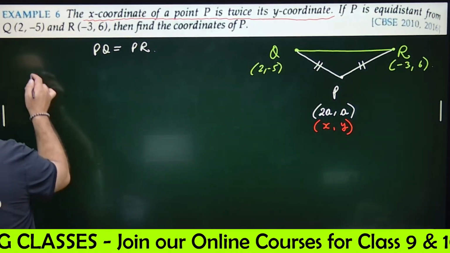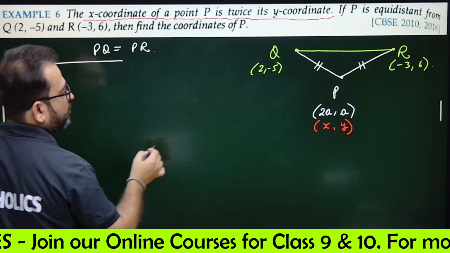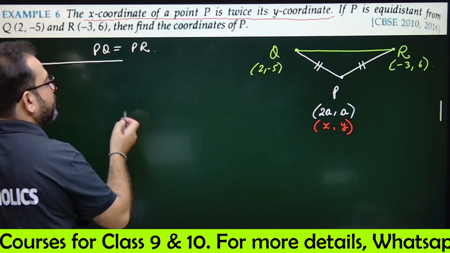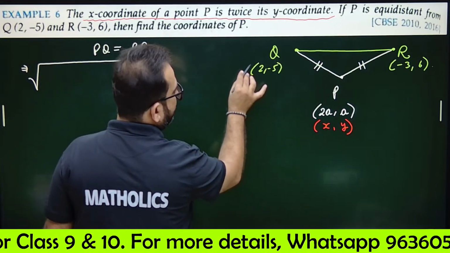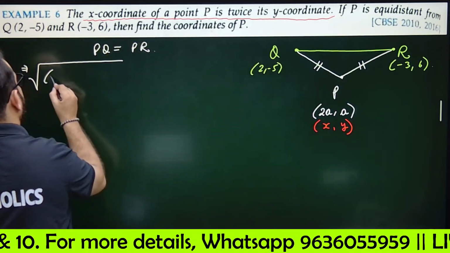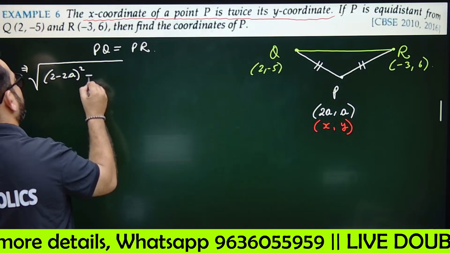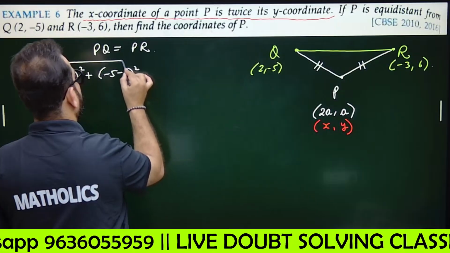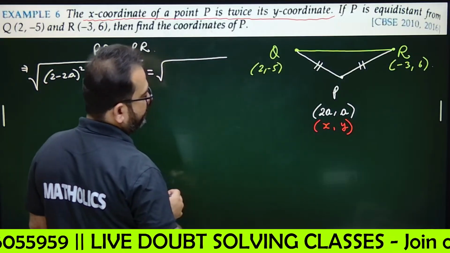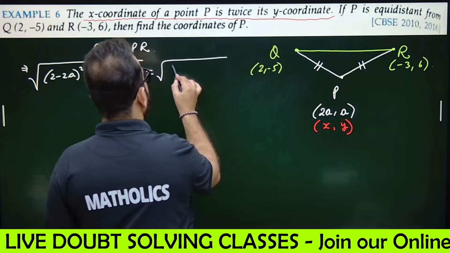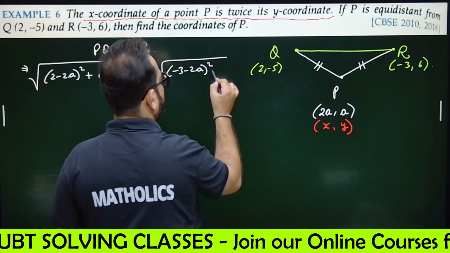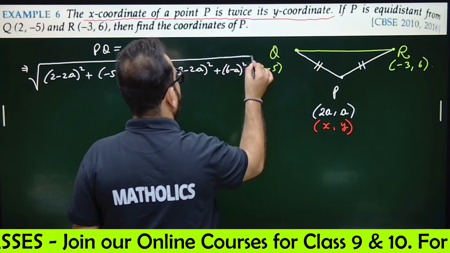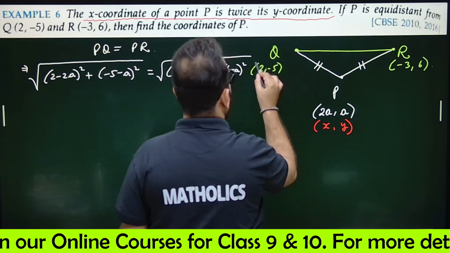Now let's see, PQ will be what? Can anyone tell me? Under root of PQ. So 2A minus 2 whole square. Yeah, 2 minus 2A whole square. Anything you can write. We are going from here to here. So 2 minus 2A whole square plus minus 5 minus A whole square equals to PR, minus 3 minus 2A whole square, and it will be 6 minus A whole square. Done? I think it is done now.